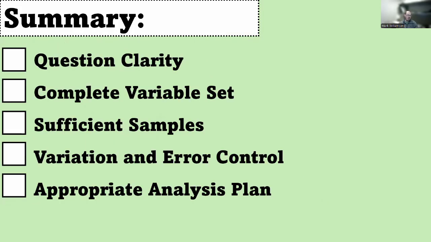All right, with that, hopefully this was helpful to give you ways to improve your experimental design rigor. We have trust and clarity, making sure you have a complete variable set, sufficient samples, variation and error control, and having an appropriate analysis plan.